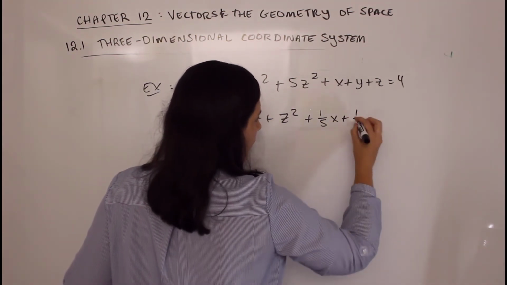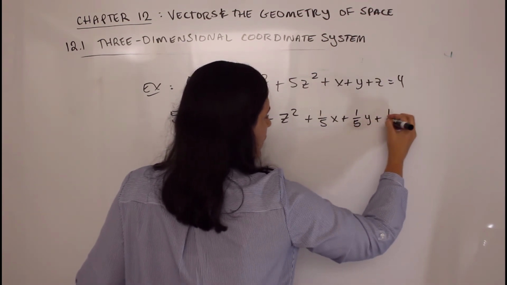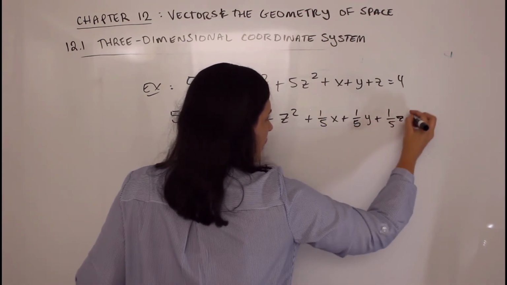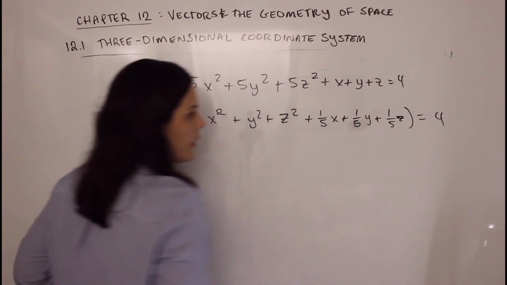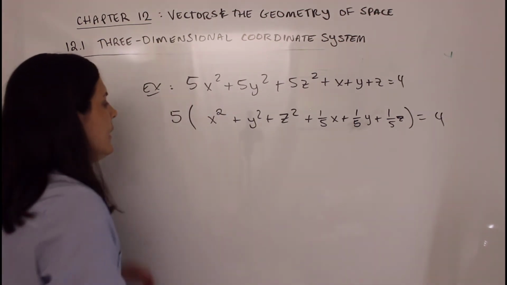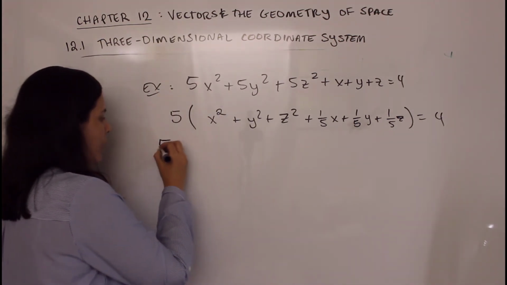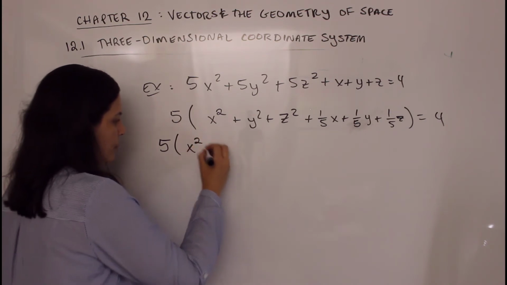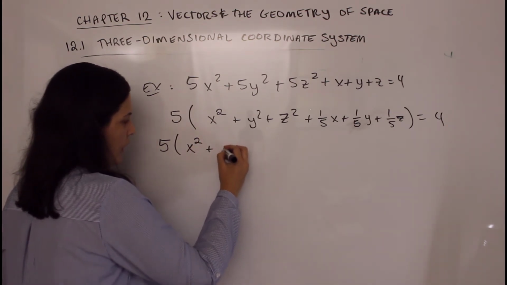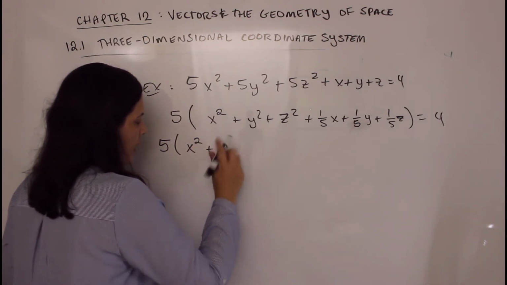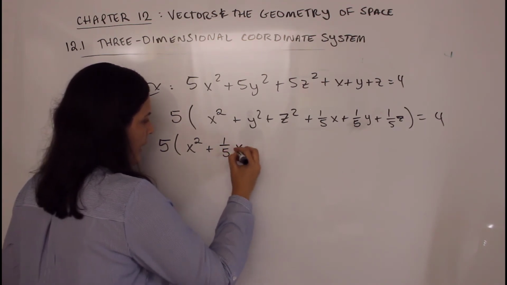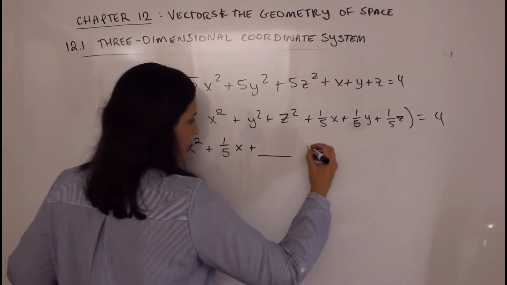1/5 y plus 1/5 z, and then the 4 is okay. It's on the other side of the equal sign. Go ahead and leave that. And so I won't go through the whole thing, but let me just show you at least one. If I focus on, let's say, x, I have my x squared, my 1/5 x, plus the missing piece.